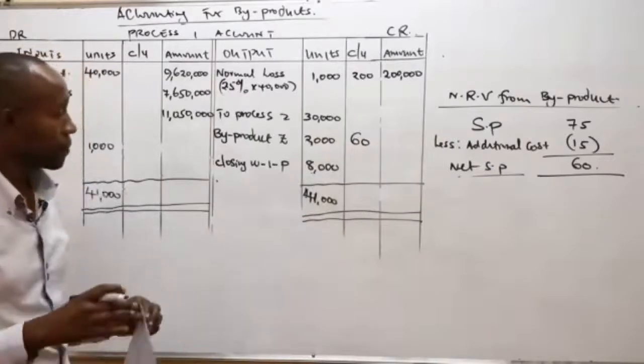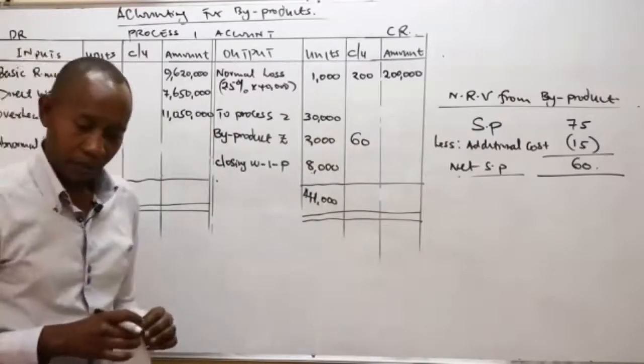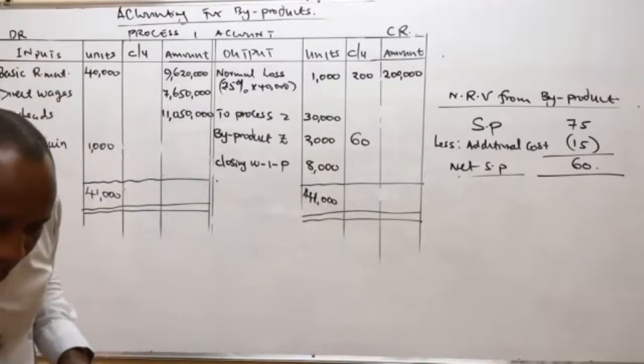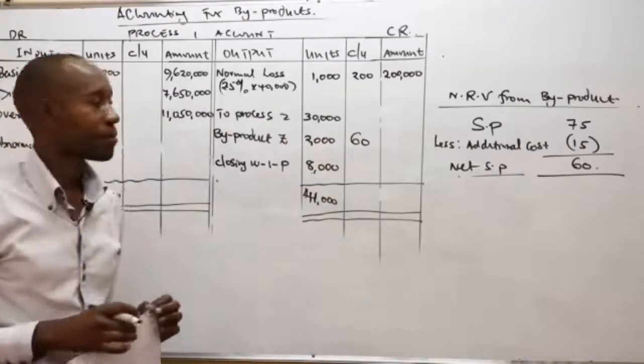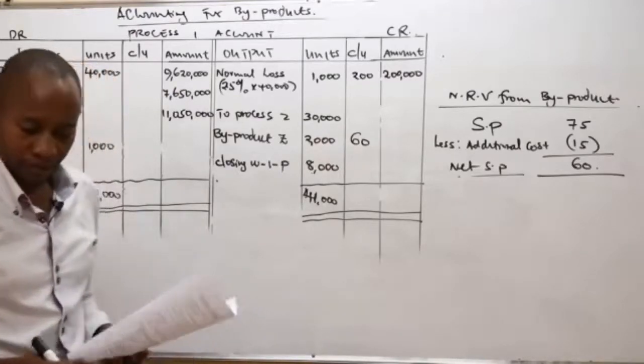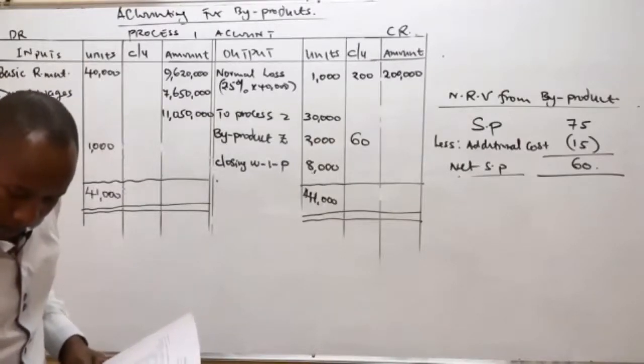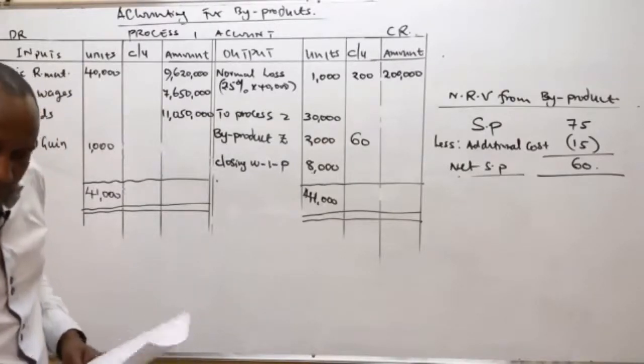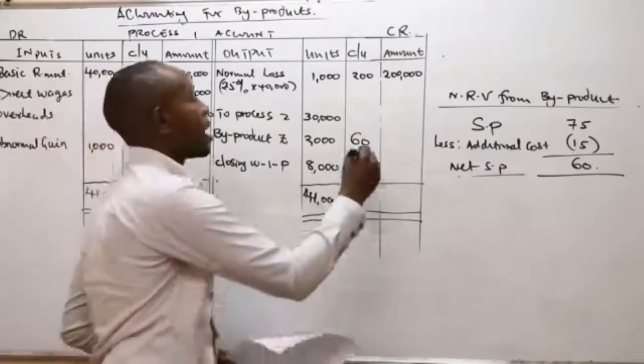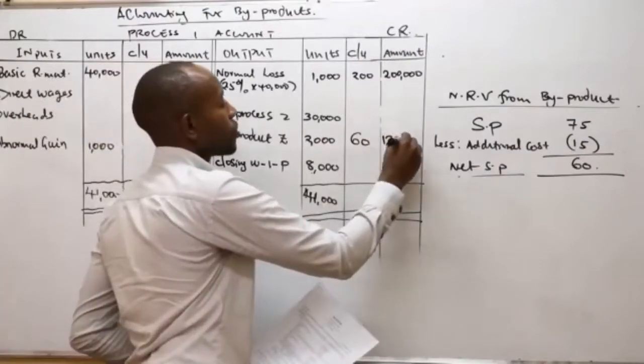Somebody? 2,000 multiplied by 60. Correct? This is 100 and 20,000.